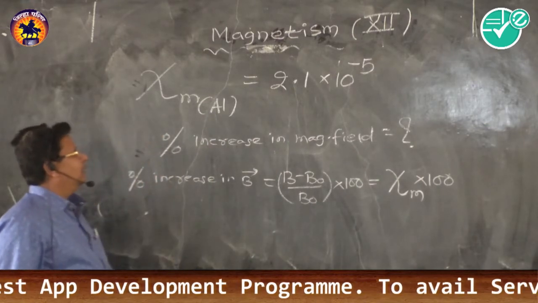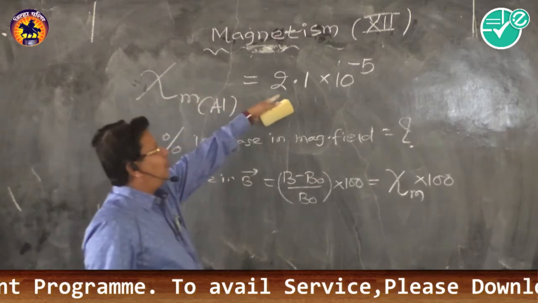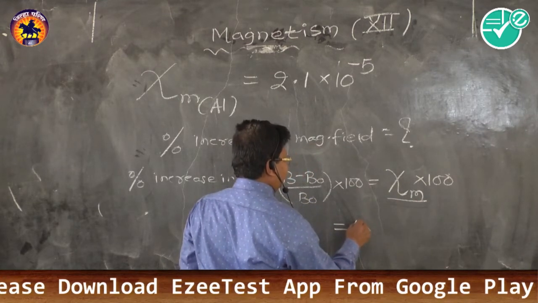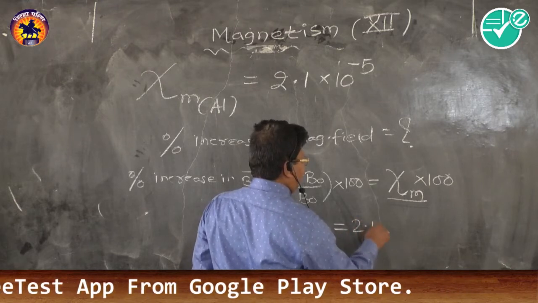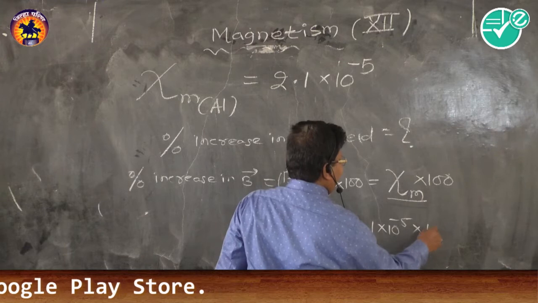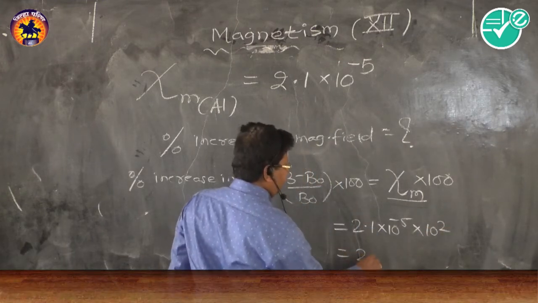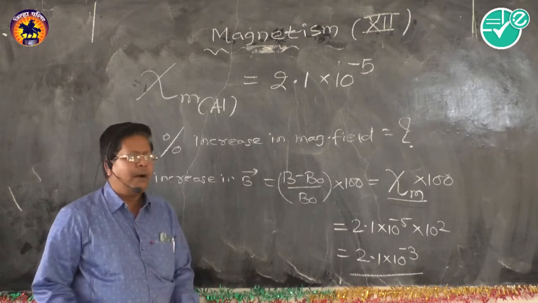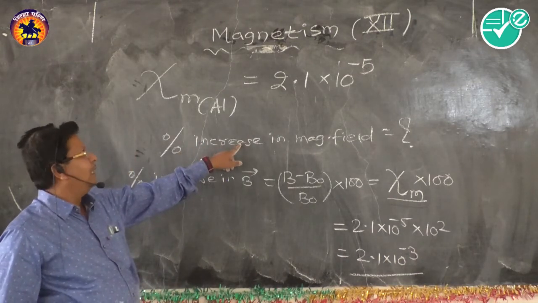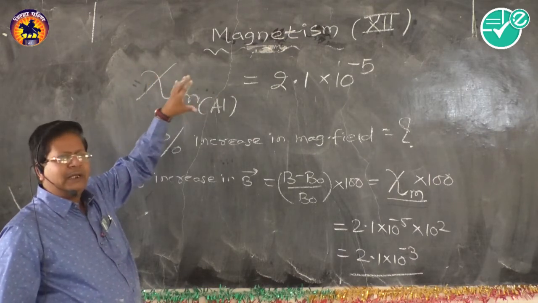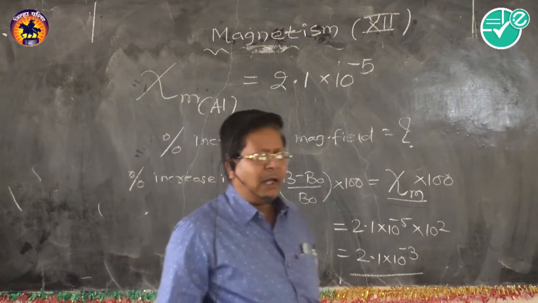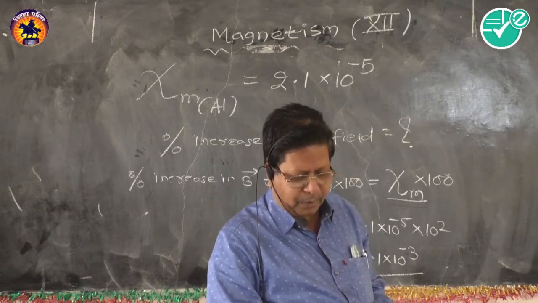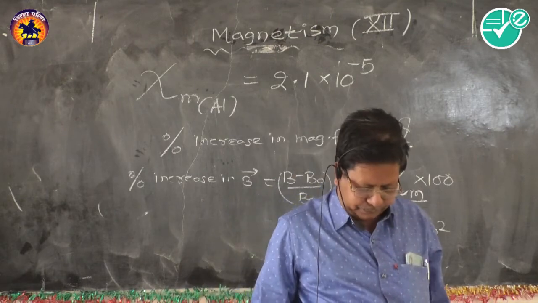For this example, Km is given as 2.1 into 10 to the power minus 5. So substituting the value of magnetic susceptibility for aluminium, 2.1 into 10 to the power minus 5, multiplied by 100, that is 10 to the power 2, it comes out to be 2.1 into 10 to the power minus 3. So this is the value of percentage increase in magnetic field if an aluminium core is inserted in the solenoid.